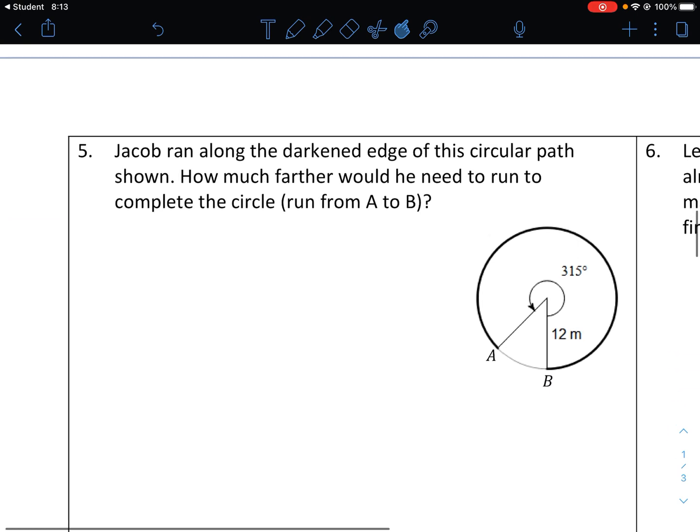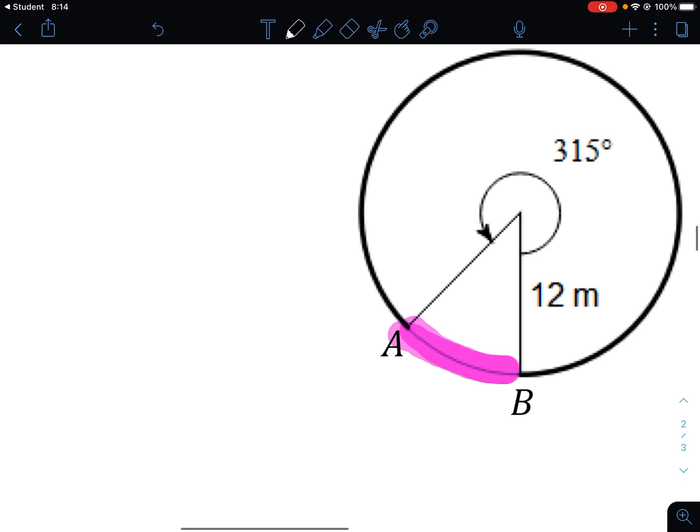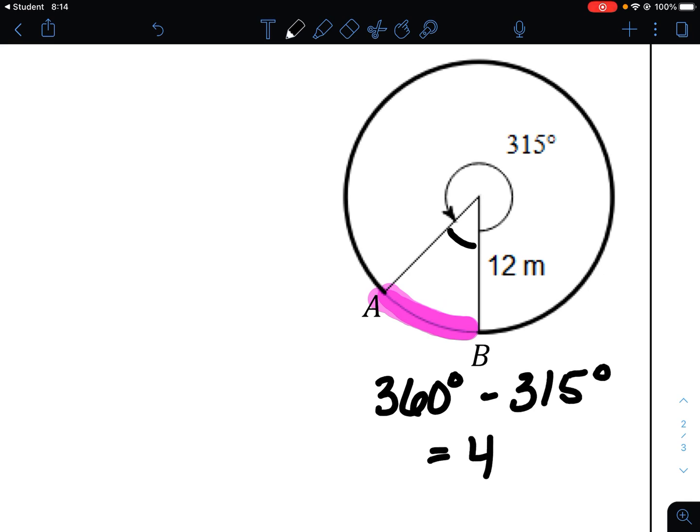And then for number 5, we're told that Jacob ran along the darkened edge of his circular path shown. How much farther would he need to run to complete the circle? So we're not actually finding the distance around the darkened path. We want to know how much more does he have to go. So he's going to run from A to B to finish his lap. So before we do that, we need to know the measure of this central angle here. If he's already run around 315 degrees of the track, we're going to take the full track 360 degrees, subtract that 315 to get 45 degrees.